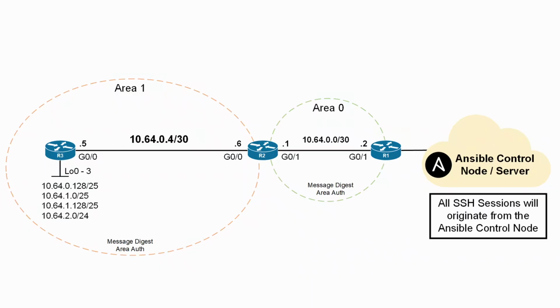Let's quickly look at our topology. We have multi-area OSPF running with a single point-to-point link between each router. Our Ansible control node is connected via a remote network to R1.